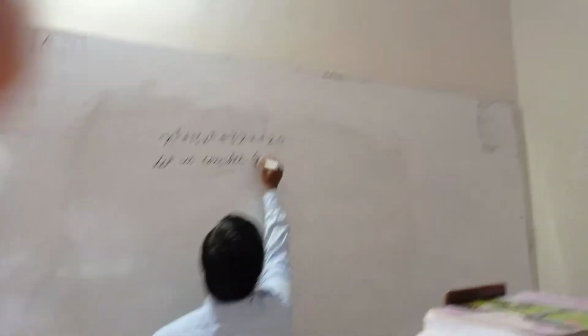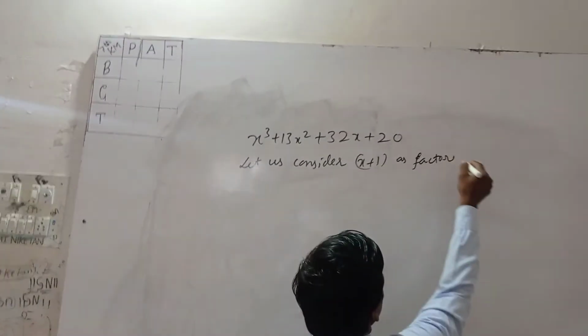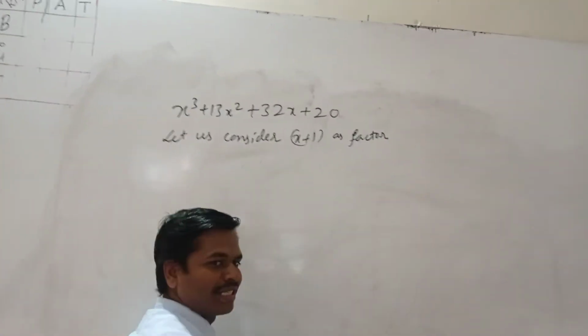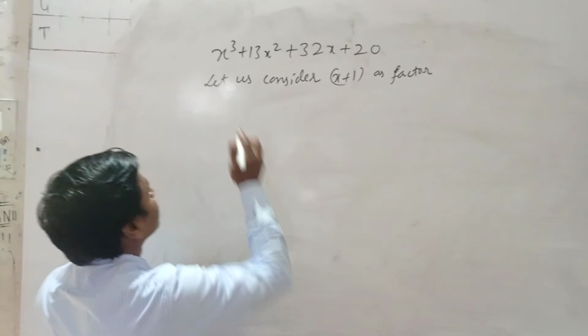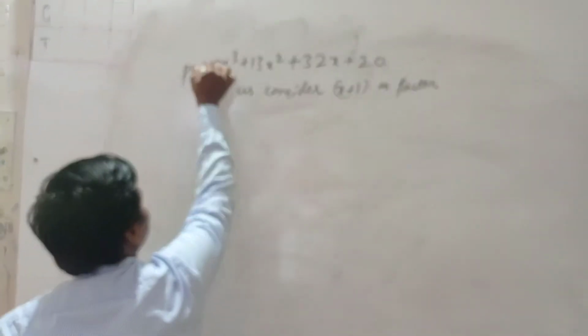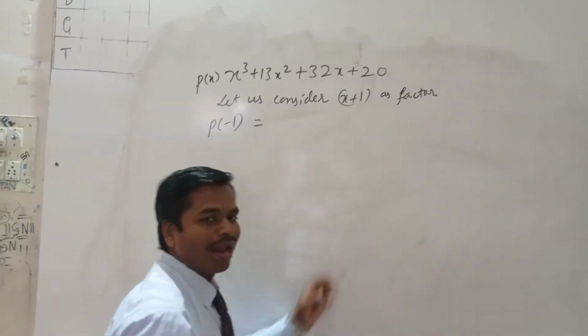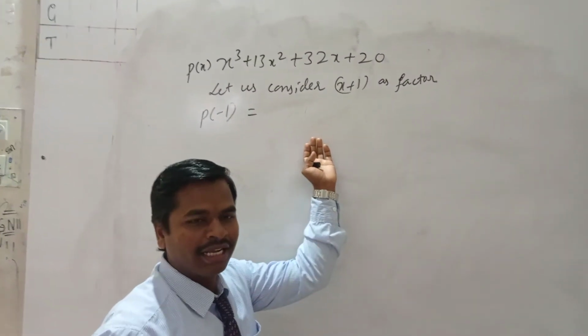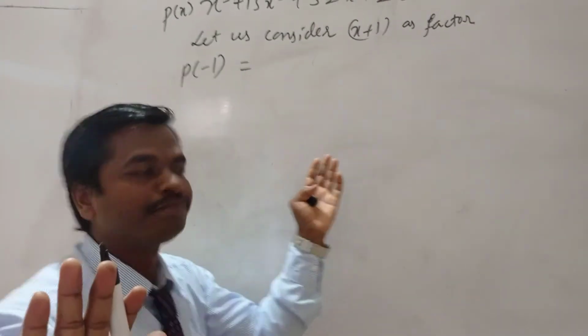x plus 1 as a factor. Let us check whether x plus 1 is a factor now. We will check by using the factor theorem. P of x is given, P of minus 1. We will check whether, if the variable becomes 0, then this will be a factor of the given polynomial.